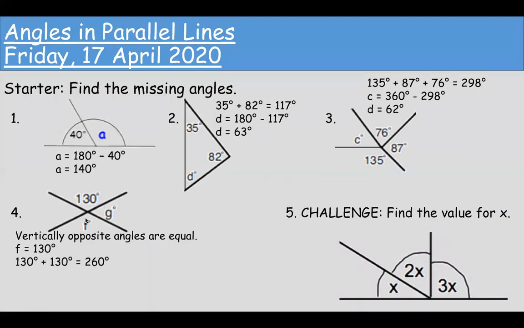And 130 plus 130 is 260, and we know the whole thing is 360. To find G, the other side is also G, because opposite sides are the same. So these two will be 360 minus 260, which is the 2G that we get. Then I divide it by 2. G is 50. Anyone doesn't understand that?